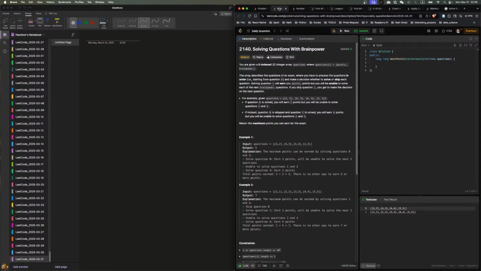Okay. For example, given the question 0 is solved, so I have to skip 2, right? You will earn 3 points, but you will be unable to solve questions 1 and 2. If instead question 0 is skipped and question 1 is solved, you will earn 4 points, but you will be unable to solve question 2 and 3. Return the maximum points you can earn for the exam.